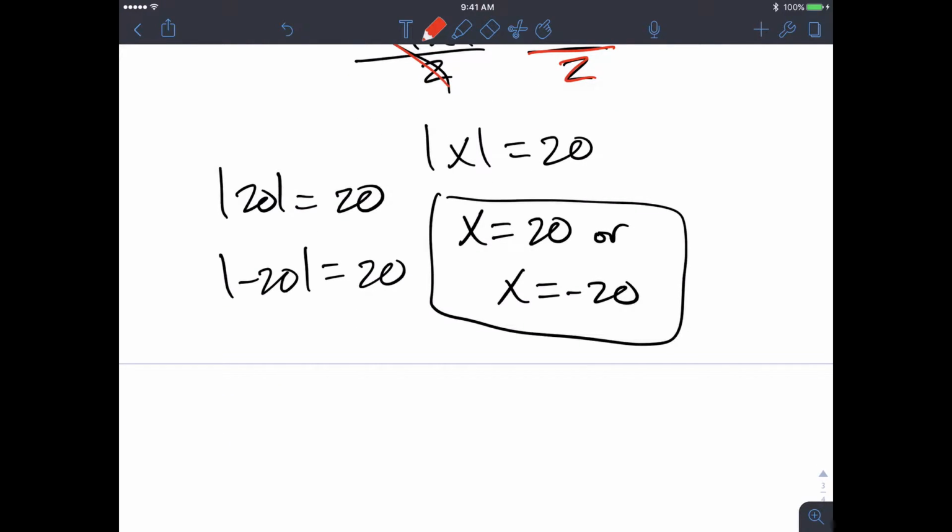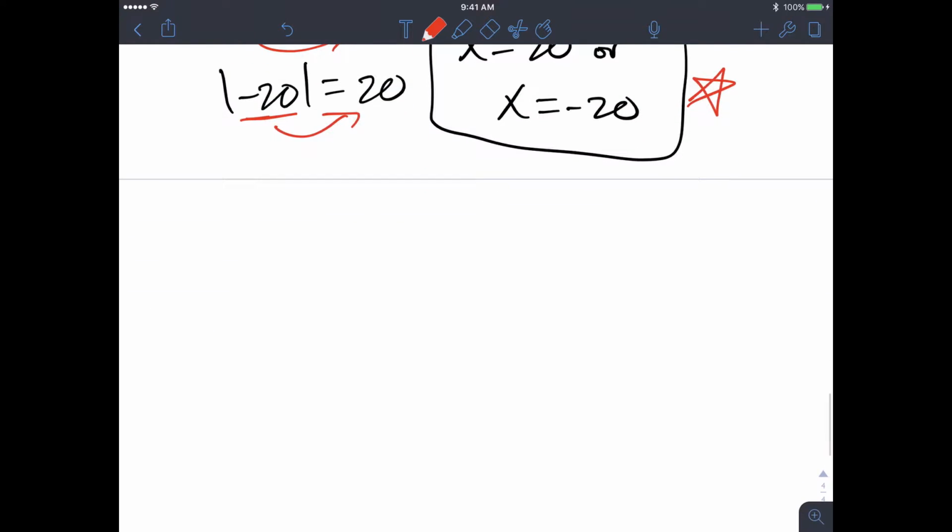And then we said what values for x will give us 20. Well, absolute value of 20 will give us 20. And absolute value of negative 20 will give us 20 as well. So here's our answer. x equals 20 or x equals negative 20. Alright?